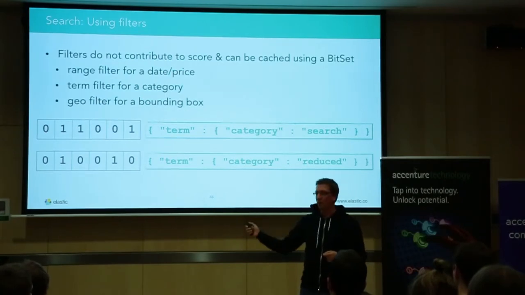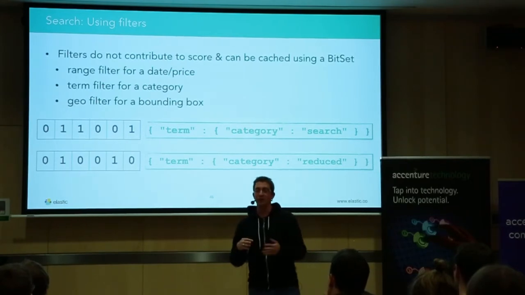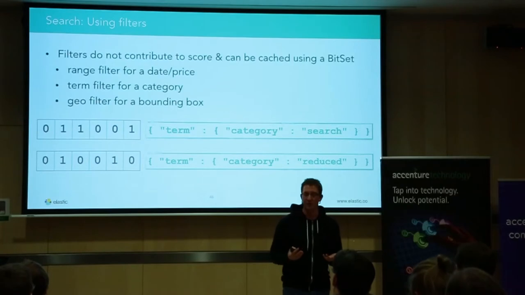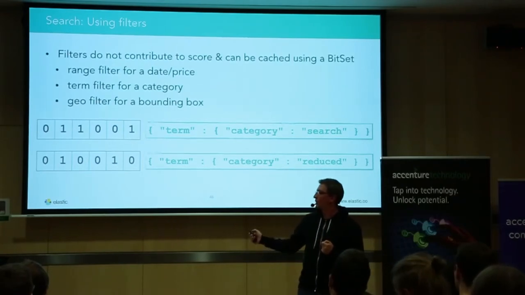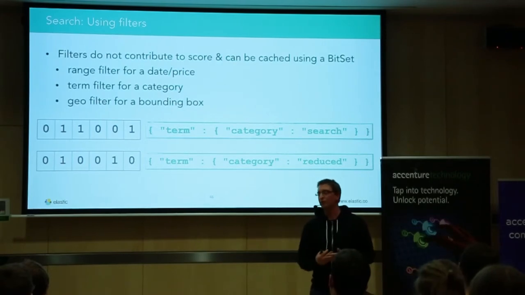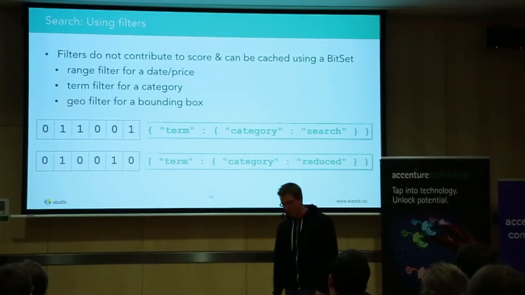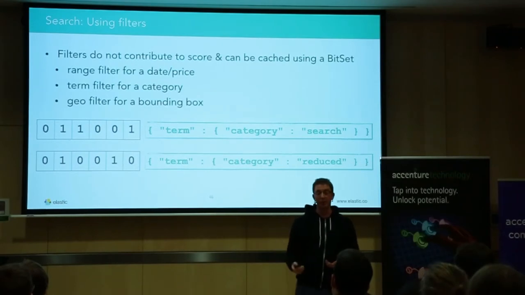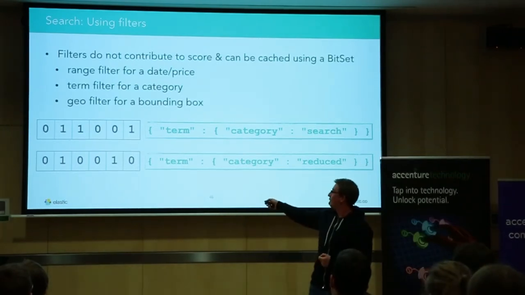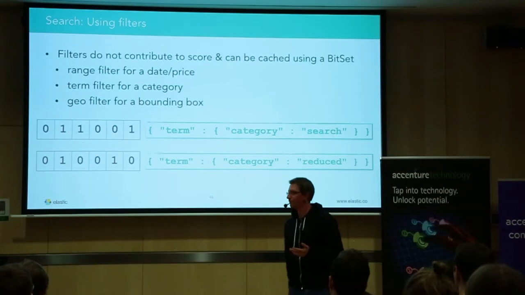Take a range filter, for example. If I'm searching for books which are between a certain price range, the book is either in or out, but there's nothing in between. I don't need scoring for this kind of functionality. This thing is called a filter. And a filter uses an internal data structure called a bit set. So this bit set contains bits, obviously, and each of these bits basically represents a single document. In this example, we are filtering for books in the category search, and there are three books which have this category set.